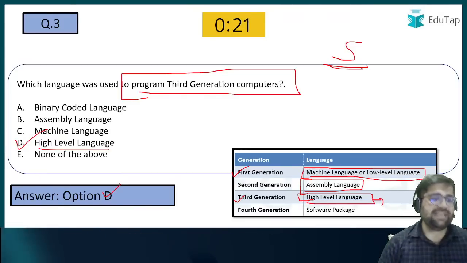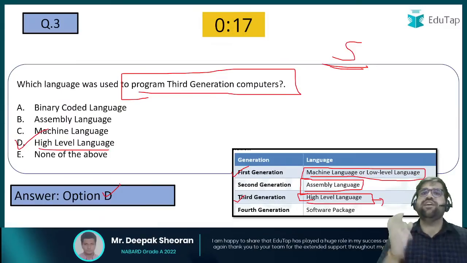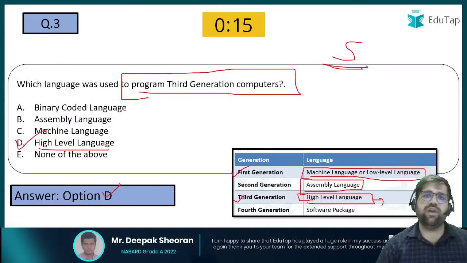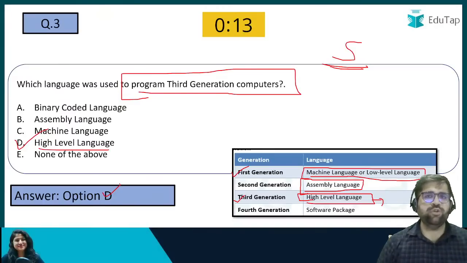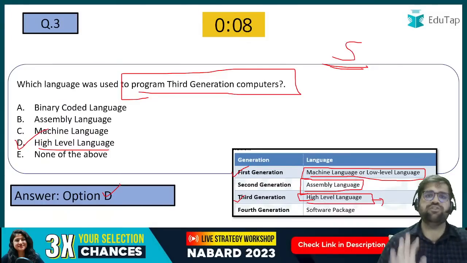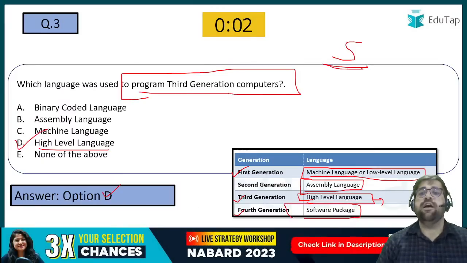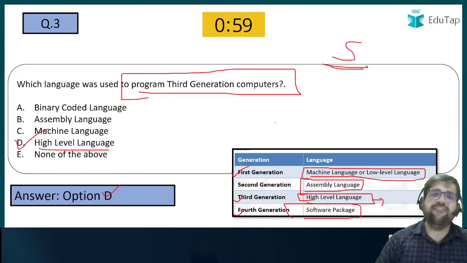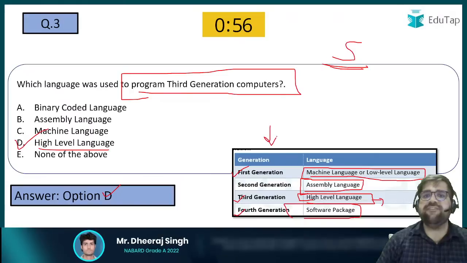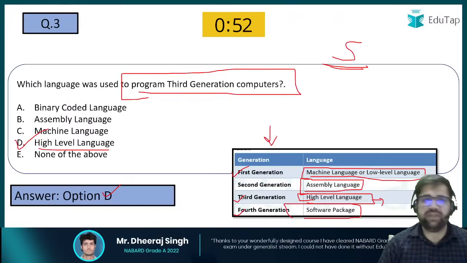Now here I can see maximum people are going with C, some are going with E. So this is where revision will come into the picture. Right now, if you are giving the wrong answer, there is no issue, but do not give the wrong answer if someone asks you again, because you still have more than a month to go. Fourth generation computers started to use software packages, which is kind of a very high degree language only. So again, if I have to revise, please remember there are 5 different generations, but the languages have been given to 4 generations only.